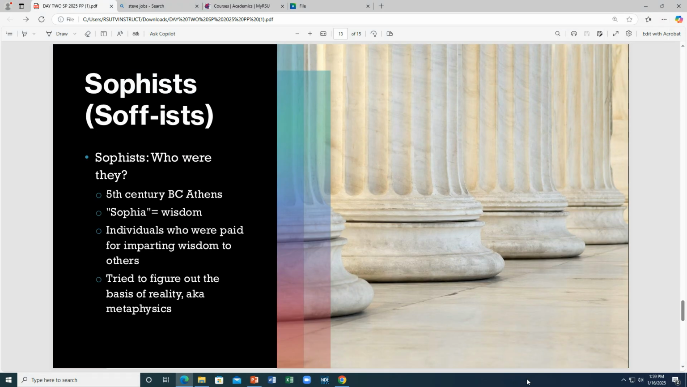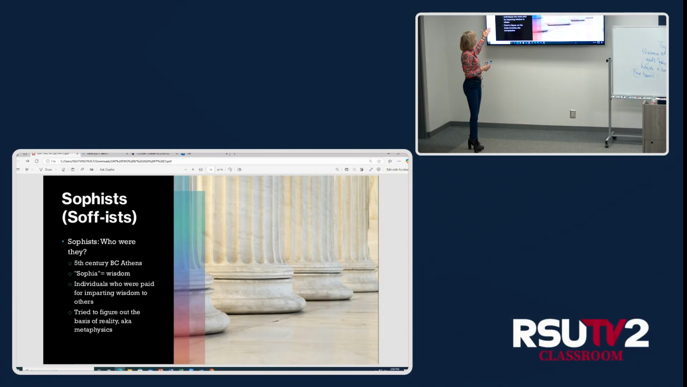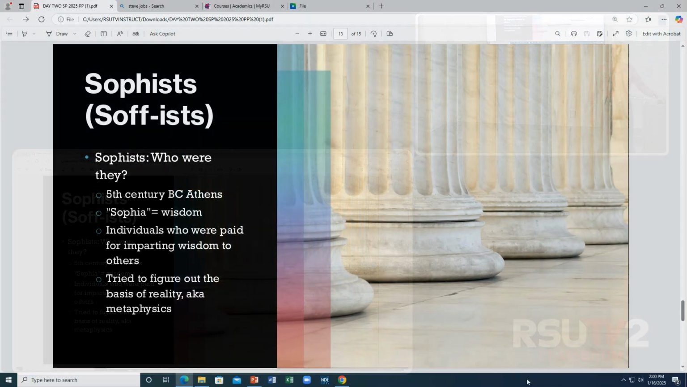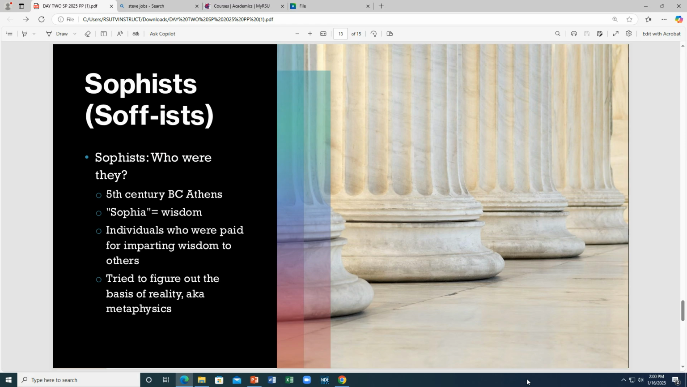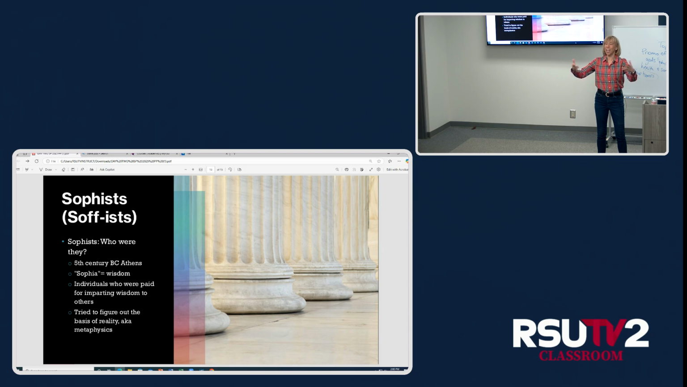All right. We need to talk about the sophists before we start the conversation on Socrates, Plato, and Aristotle. So, briefly, we know that Sophia means wisdom, right? So think back, and the idea of a sophist is these are individuals who were paid for imparting wisdom to others. So these were people who were very well respected in the upper echelon of government, well educated for that time, and they were tasked with educating people like them, basically.